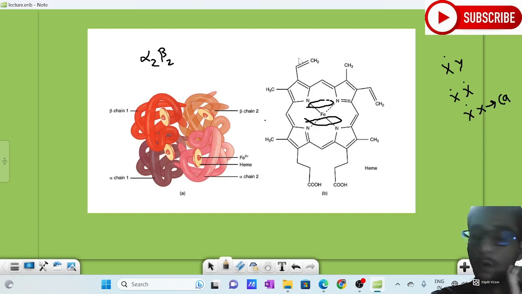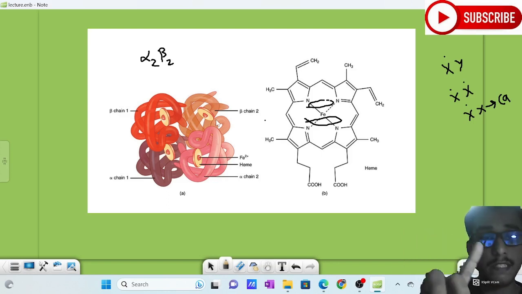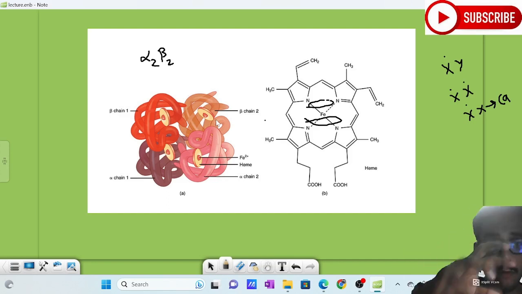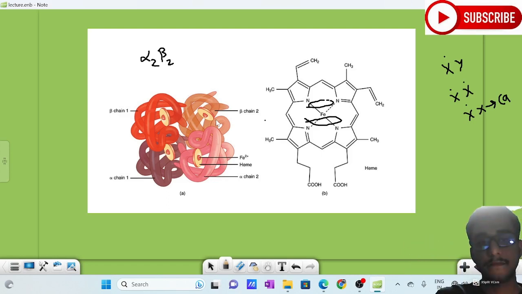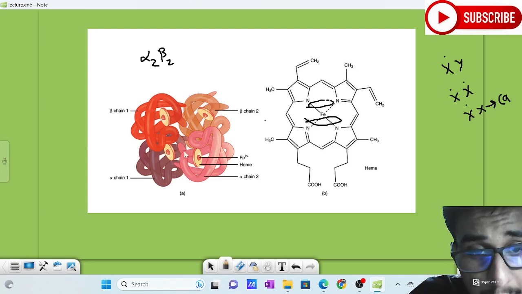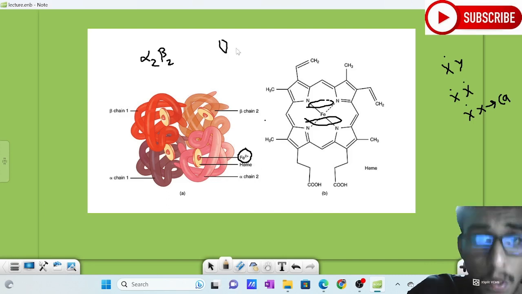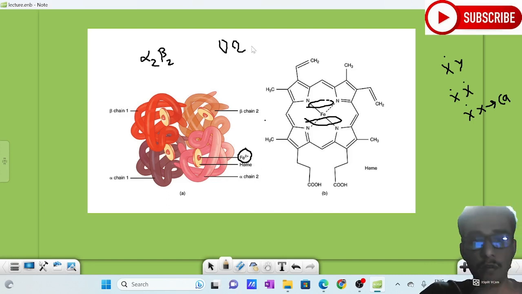So there are 4 hemes in 4 porphyrin rings. There are 4 irons, and each iron can take one oxygen molecule. So a hemoglobin can take 4 oxygen molecules for transport. How is it taking the oxygen molecules? Because of the presence of Fe2+. So 1 iron can take 1 oxygen molecule, molecule meaning O2. So 4 iron can take 4 oxygen molecules. 4 heme can take 4 oxygen molecules.